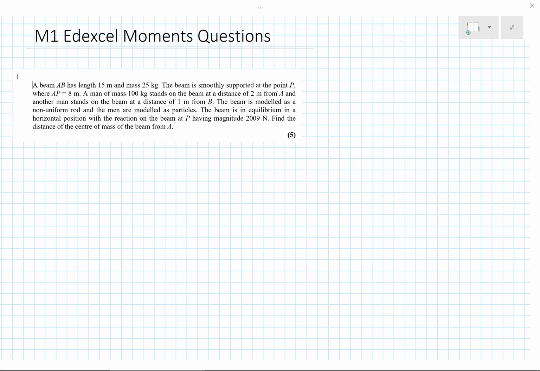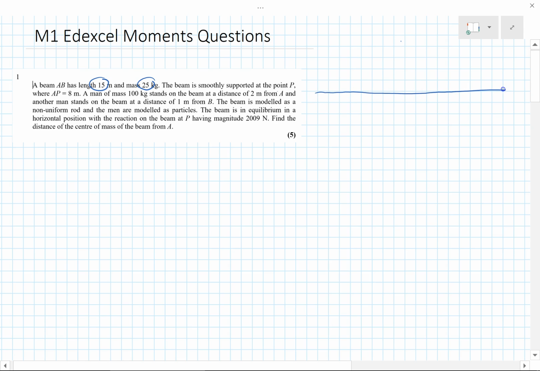The first question is about a non-uniform rod. One of the first things I look for when I look at a moments question is: is it uniform or non-uniform? It is helpful that they said it's non-uniform. We would have to assume it was uniform if it didn't say. It's given a reaction force, which I've just circled there. It's given the weight and the length of this thing.